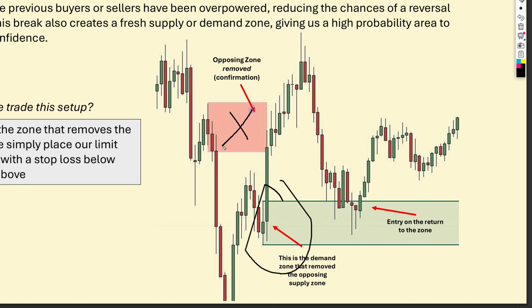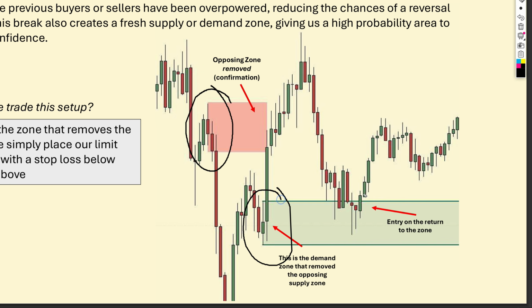We are waiting for supply zones to be removed. If you're looking to short at supply, we are looking for demand zones to be removed. It's just the opposite. And when we get the zone removal, that confirms that the previous buyers or sellers have been overpowered. Looking at this chart here, this is our supply zone and this is our demand zone confirmation.